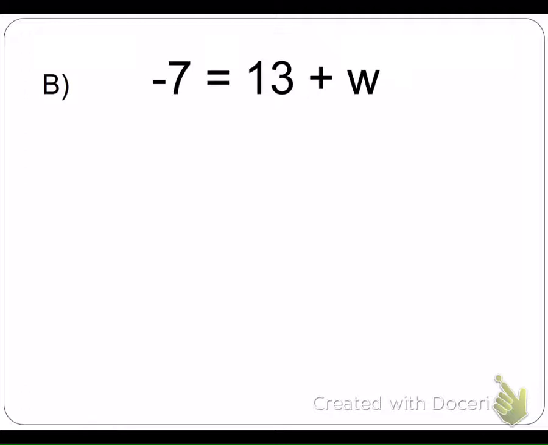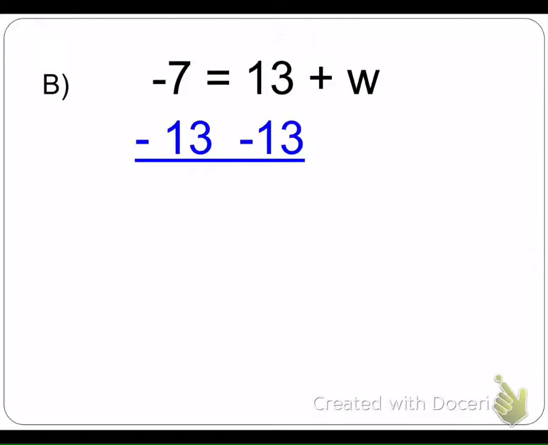So example B, we have -7 equals 13 plus W. So I want to get rid of the plus 13 so that W is by itself. The whole goal is to isolate the W, okay? So we're going to use inverse operations. The inverse is what undoes whatever's bothering your variable. So if I want to undo adding 13, I actually need to subtract 13. And I'm going to do it from both sides of the equal sign. Okay, so these two are just going to cross out.